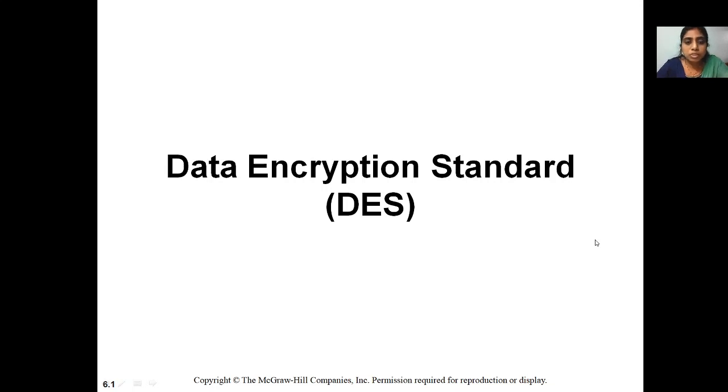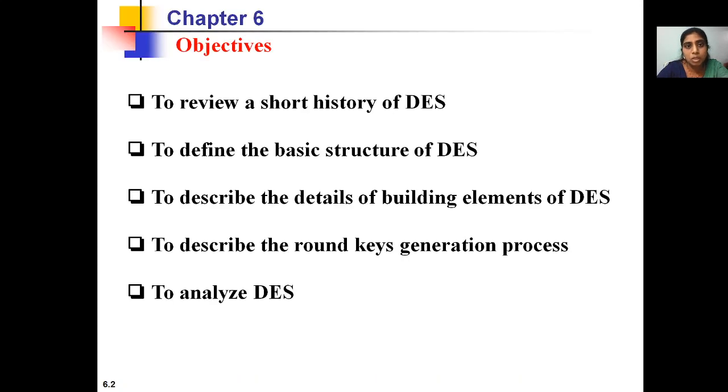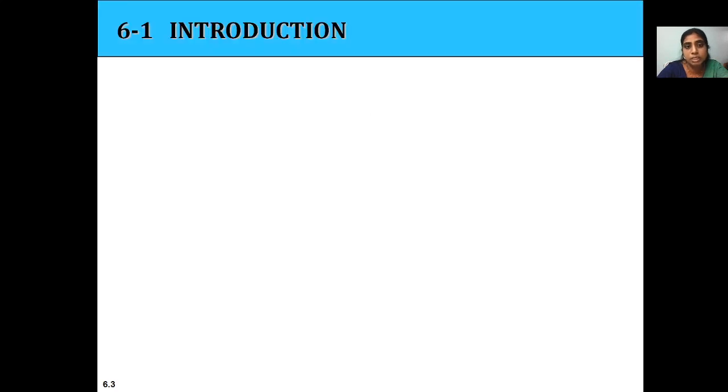Good morning, students. Today we are going to discuss the Data Encryption Standard, that is the DES algorithm. So these are the objectives of the DES: to review the short history of DES, to define the basic structure of DES, to describe the details of the building elements of DES, to describe the round keys or the process to generate them, and to analyze DES.